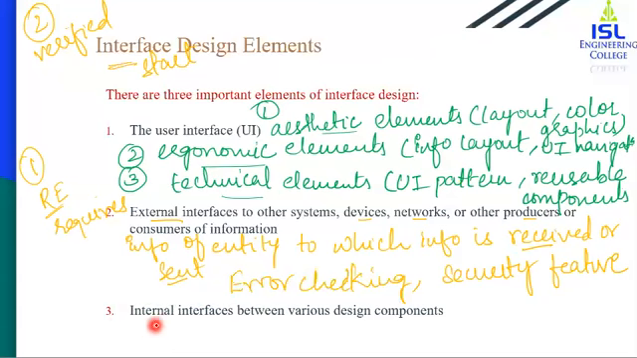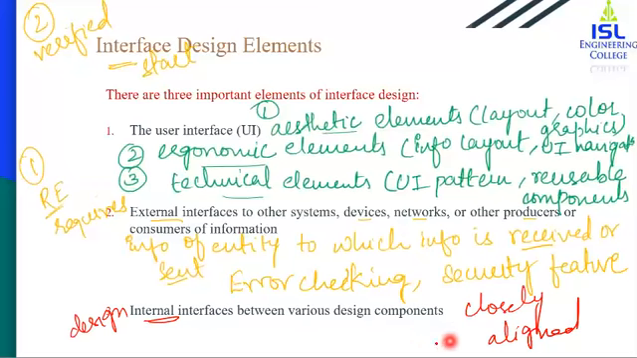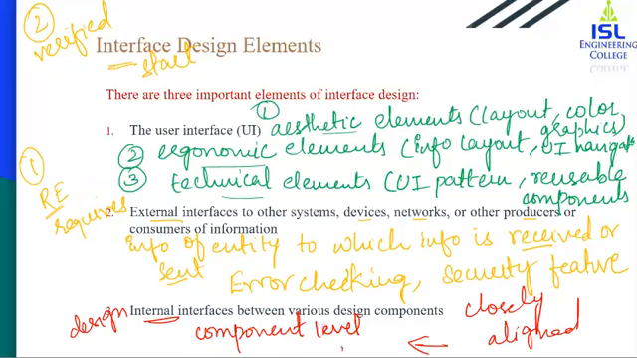Then the third one is internal interfaces between various design elements. Now, internal interfaces are those present within the application. Those are your internal interfaces. Now, the design of internal interfaces is closely aligned with component level design. The next design that we're going to study is component level design. So this works similar to the component level design.